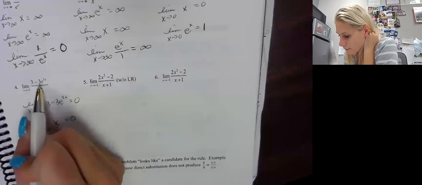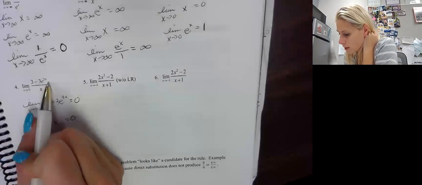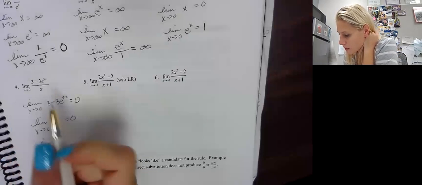The derivative of the top, well, the derivative of 3 is 0. Then I want the derivative here, right? So we've got negative 3e to the 3x times the derivative of that exponent, which is 3. And then the derivative of x is 1. Now we can plug in. When we plug in, we get negative 3 times 3, which is negative 9.